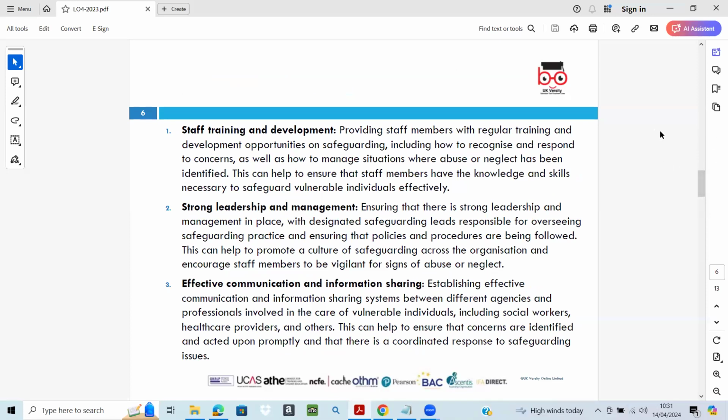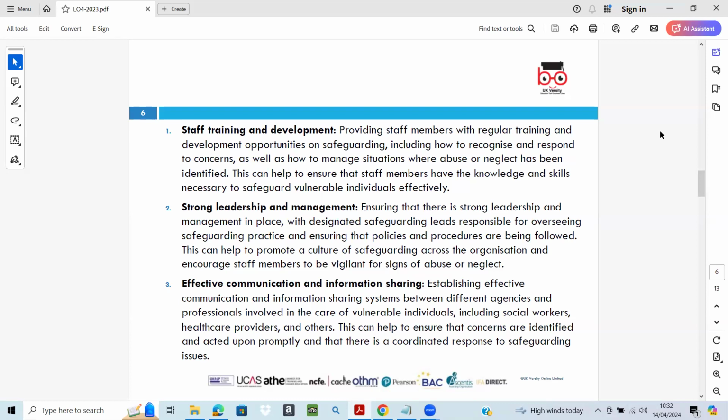Then in the next slide, we have staff training and development, strong leadership and management, then effective communication and information sharing. We have discussed staff training and development, communication and information sharing, and strong leadership in the previous lectures, but we will discuss them again. The leadership and management point of view and effective communication and information sharing we haven't covered much in detail, but we will cover here.